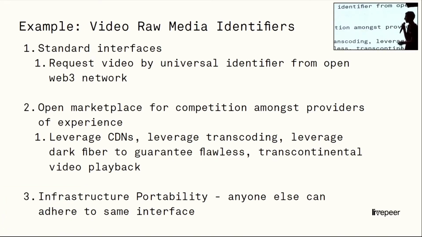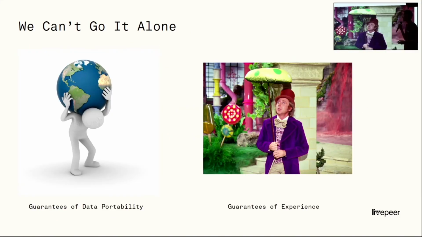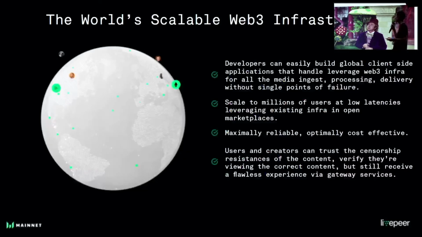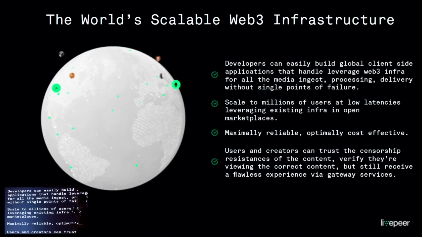I just talked through the benefits of the marketplace, the interfaces, and the infrastructure portability. I think it leads to a world where you get these guarantees of data portability, as I said, but you also get the guarantee of experience. And I think that's how we all have to be thinking as builders of infrastructure. What it leads to is a really powerful, scalable Web3 infrastructure holistically, where developers get to rely on these infinitely scalable services. They get all of the benefits and the superpowers of Web3.